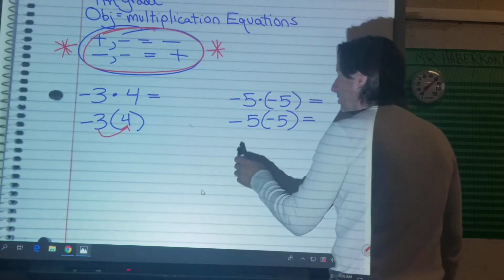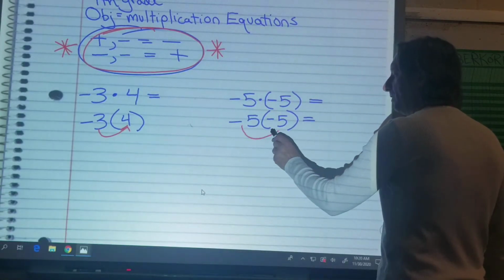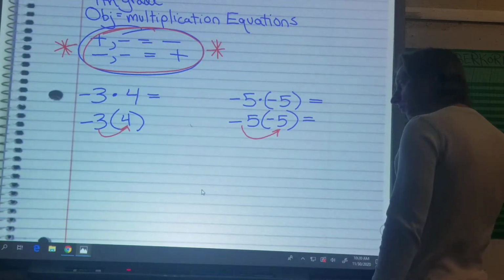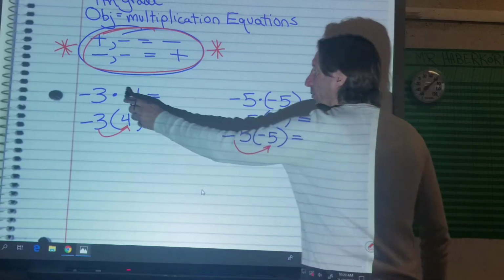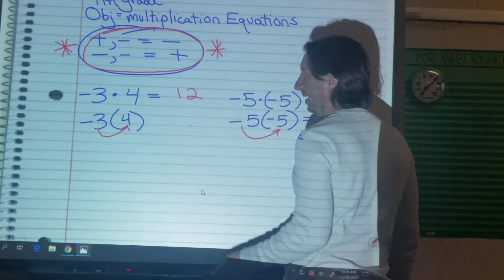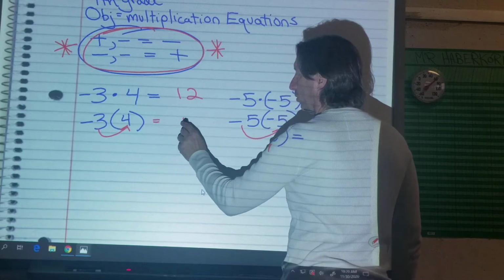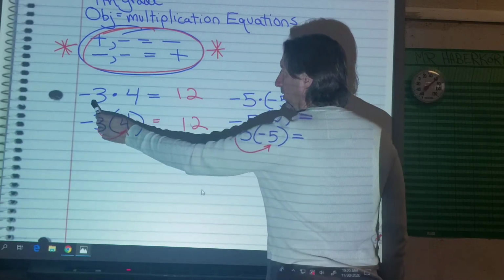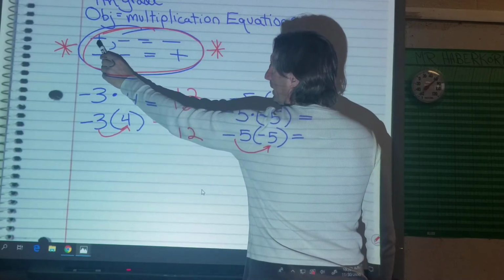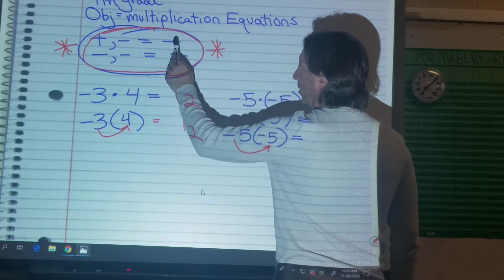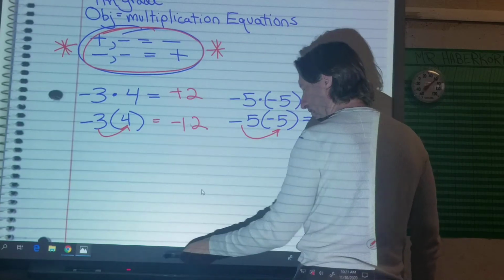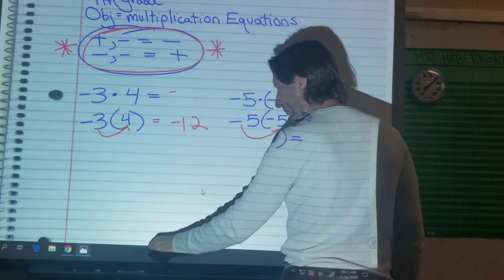Okay? Same with this one, negative 5 times negative 5. So, we know that 3 times 4 is 12, right? These are two ways to write the exact same thing. We know 3 times 4 is 12. But what's a negative times a positive? Well, right here, a negative times a positive, doesn't matter what order, is always a negative. And that should be negative 12, sorry. It's not reading very good.